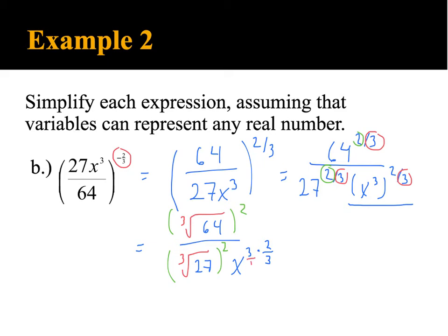But what about the numbers? Well, the cube root of 64 I know is 4, but then I have to square that, so we can't forget the square. Then here, the cube root of 27, in the last slide we saw that it was 3, so I go ahead and put 3, but then I have to square that. And then the variables, 3 over 1 times 2/3, these 3's cancel, so I'm left with x squared. And now everything gets squared, so it's going to be 16 over 9x squared, and that would be my answer.